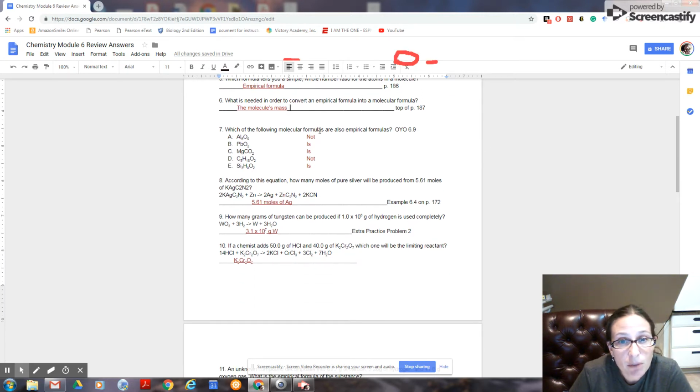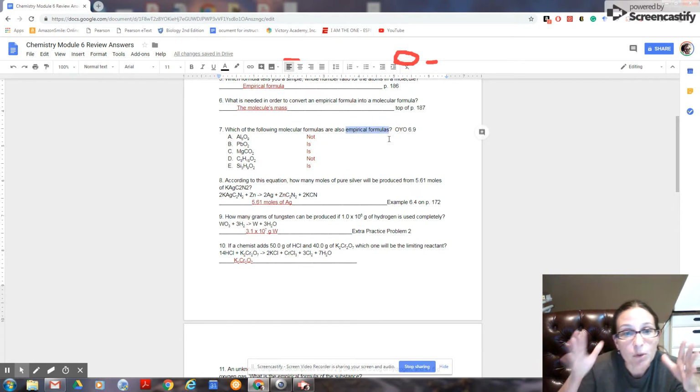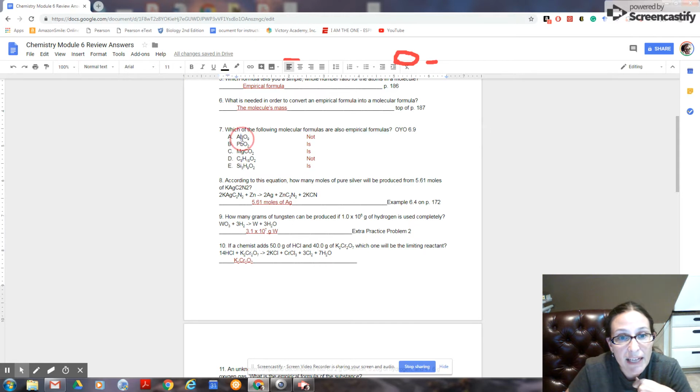Which of the following molecular formulas are also empirical formula? So molecular formulas, it tells you exactly how many of each element. An empirical formula is sort of like the recipe, and it is the smallest amount that you can possibly get. So if you can divide any of these little tiny numbers by anything and get something smaller, then it is not an empirical formula. So therefore, this first one, you could divide each of those, the 6 and the 9, by 3, so it is not an empirical formula.